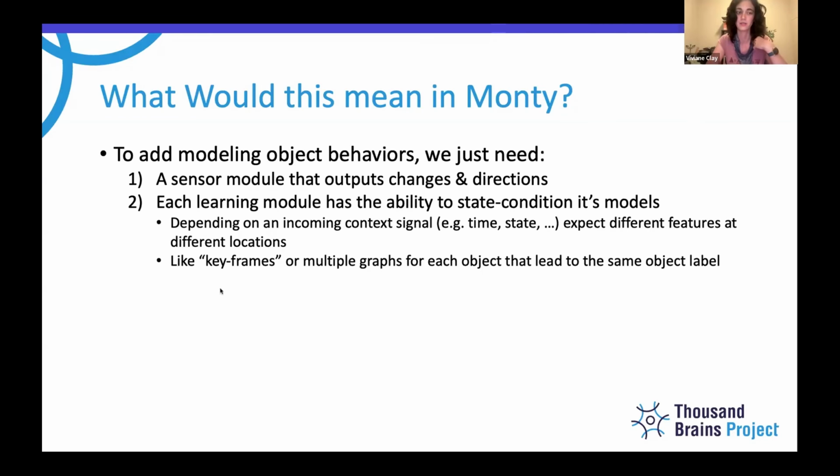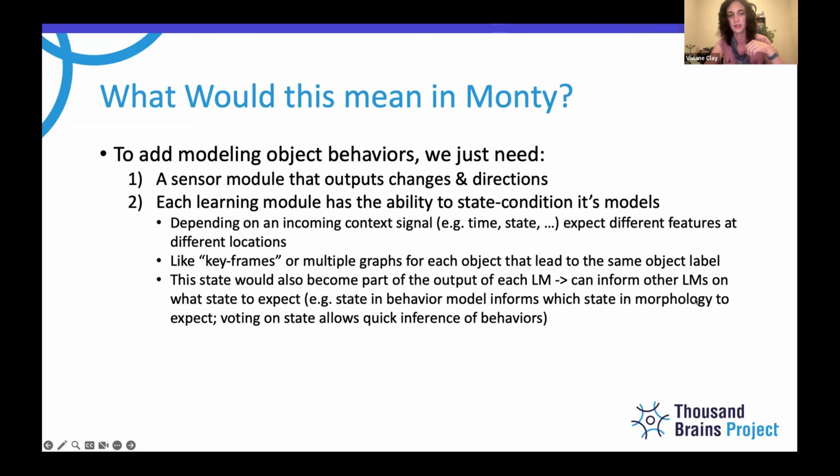Yeah. And so in very concrete Monty terms, this would be kind of like keyframes or multiple graphs for each object that lead to the same object label. And the state could also become part of the output of each learning module, like something that it infers. And it can inform other learning modules on what state to expect. Like a state in a behavior model informs which state in morphology to expect. And voting can happen on state to quickly infer.